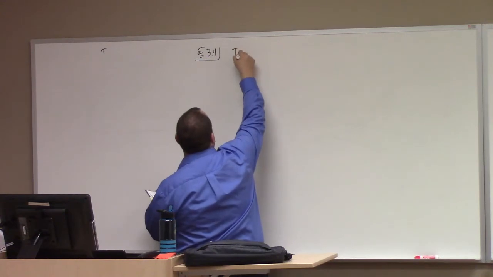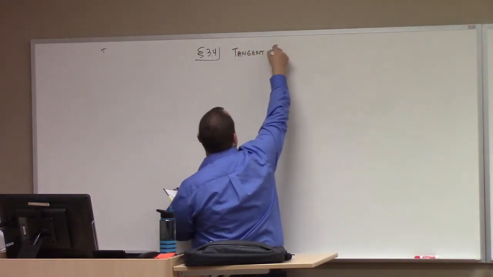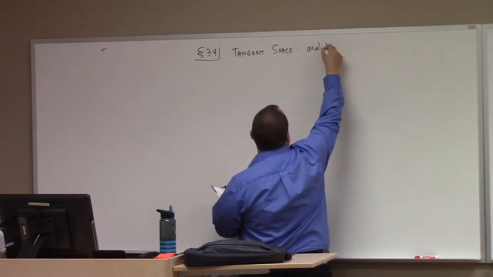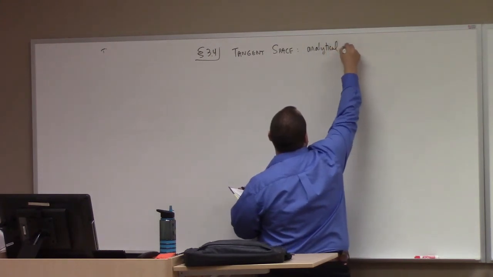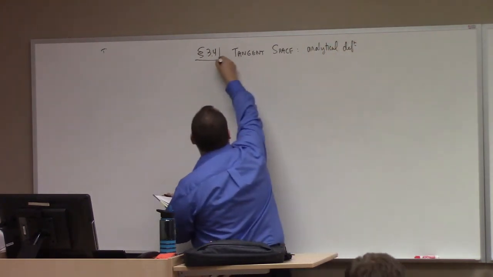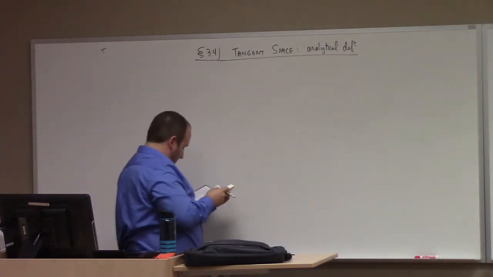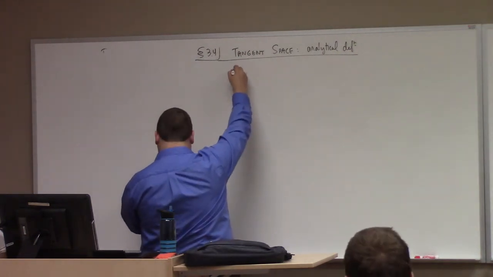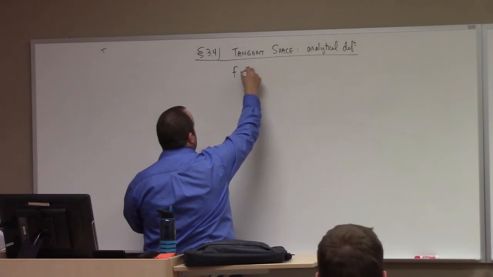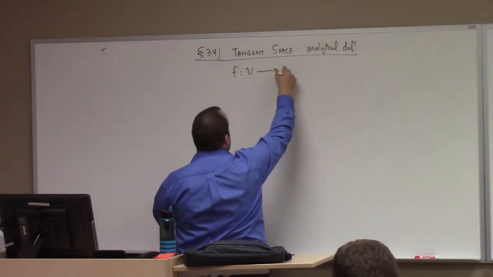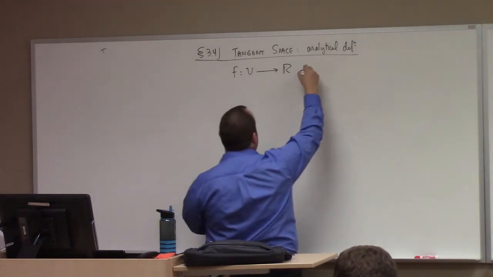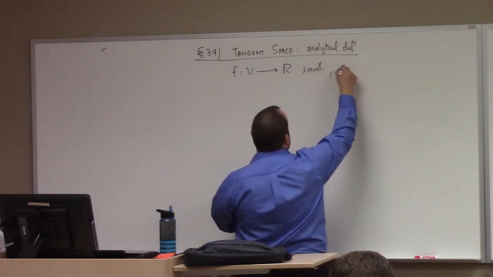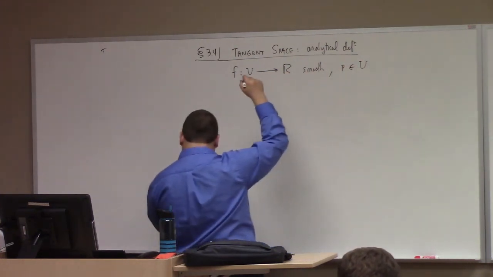This is still on the tangent space. But this is what he calls the analytical definition. And so he basically points out the following thing. He says, if we have f from a domain to R, all right? Smooth. Containing P, containing U, all right? P a point in U.